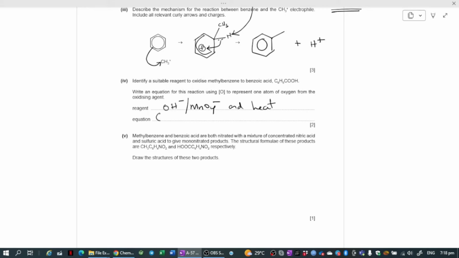And the equation is that C6H5CH3 combines with oxygen to give C6H5CO2H plus water. Now notice we are adding 3 oxygens into the species, so we just put a 3 here and everything balances.